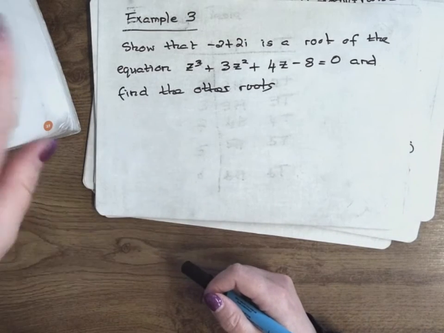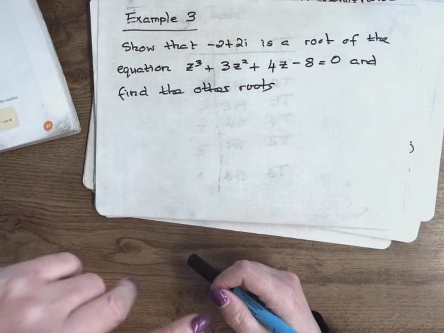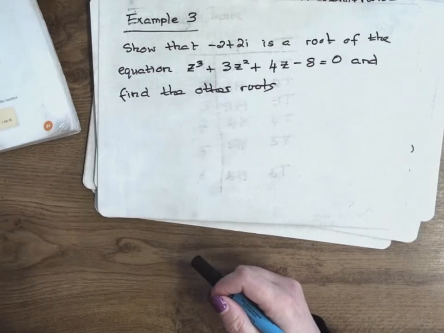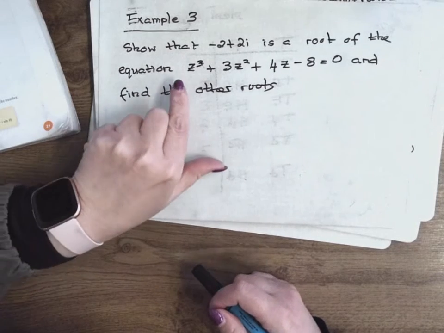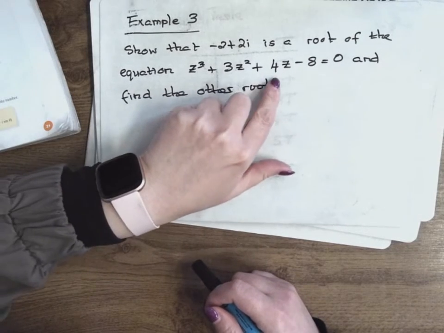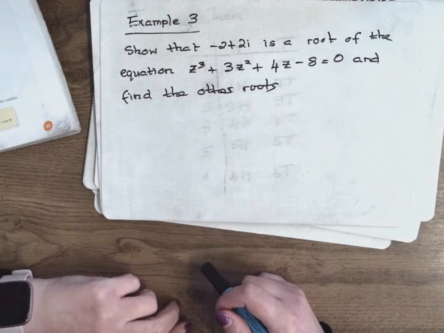So I have a z to the power of 3 now. Doesn't matter, z to the power whatever. As long as the coefficients are real, the conjugate roots theorem applies. So as long as the coefficients are real, which they are, the conjugate roots theorem still applies.